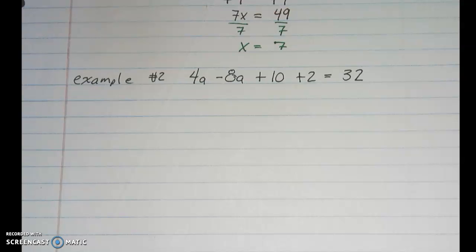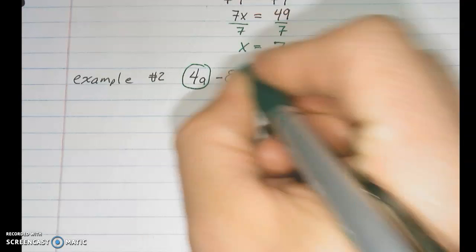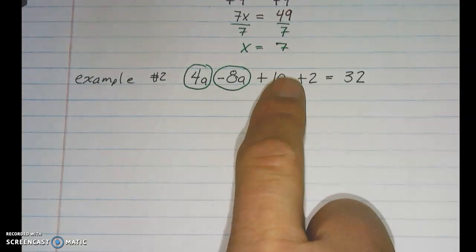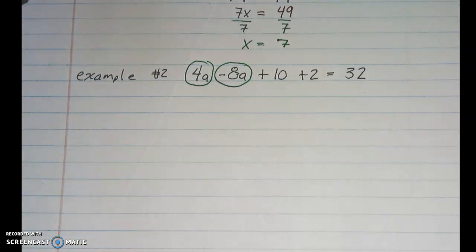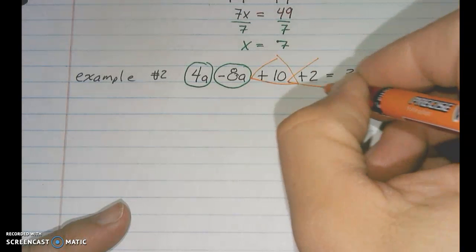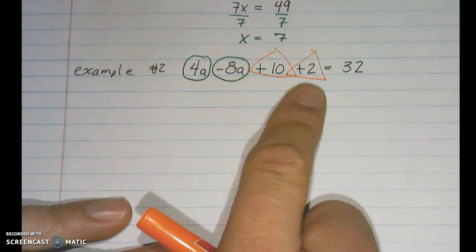So here is our second example. We have 4a minus 8a plus 10 plus 2 is equal to 32. So I got to do a little combining like terms. All right. So I notice that I have an a here and an a here. And on this side as well, I have a 10 and a 2, right? So notice that I got colors and shapes, right?